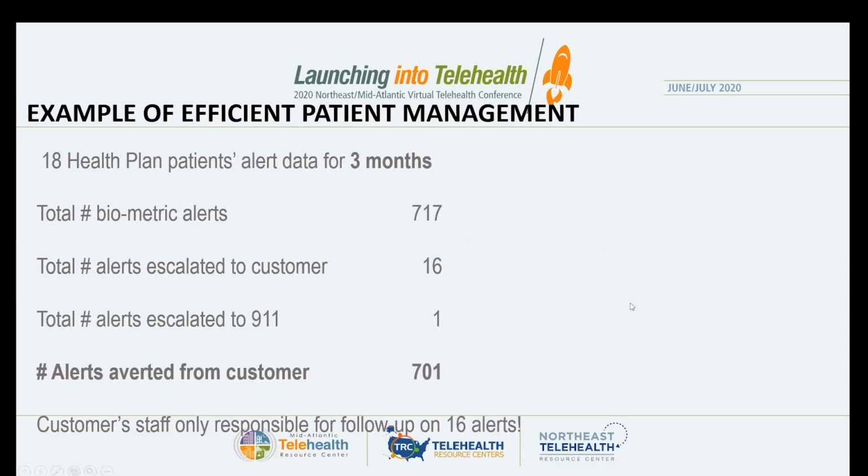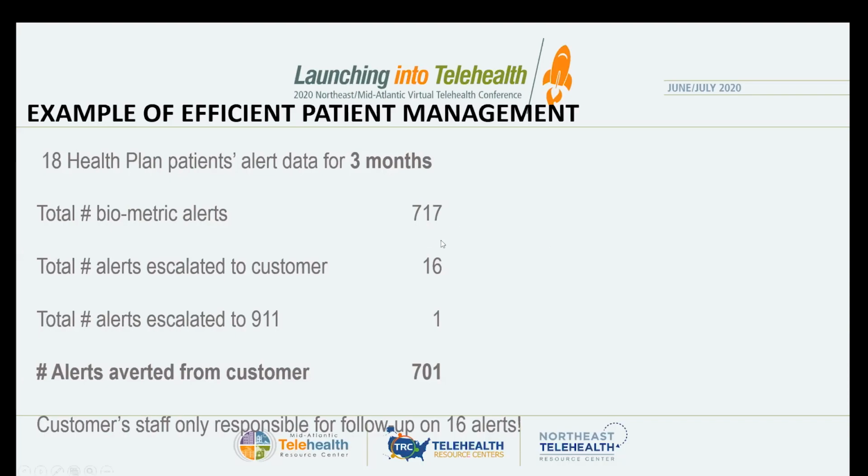Here's an example. We started calculating this for a health plan that we work with. Initially they had 18 patients, and over a 3-month period, those 18 patients had a total of 717 alerts. So someone had to call for each one of those alerts. Did the patient have multiple alerts? Sure they did. Some didn't, some did. So there weren't 717 calls, but there were 717 alerts that had to be addressed.